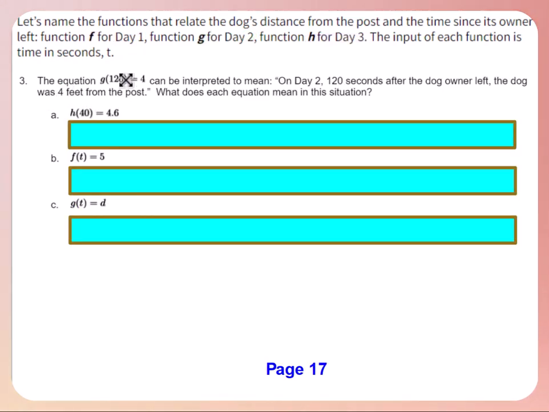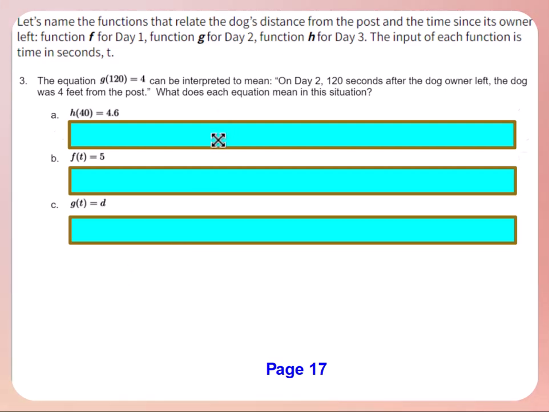All right, now we have an equation, G of 120 equals 4. So we have the whole equation. We have function G, so this is talking about day 2, 120 seconds after the owner left, and now we have the output. The dog was 4 feet away. Okay, make sure you understand how we're interpreting this. So using that, what does H of 40 equals 4.6 mean? What does F of T equals 5 mean? What does G of T equals D mean? Stop the video, try this, come back, and let's compare answers.